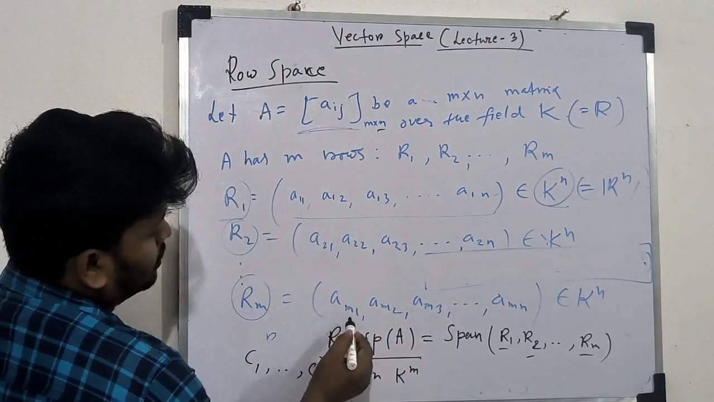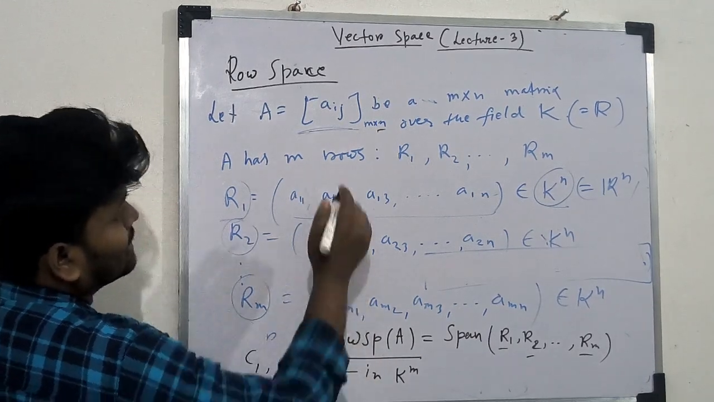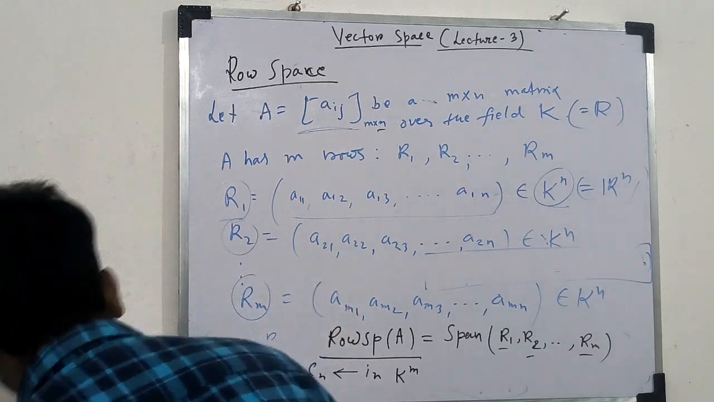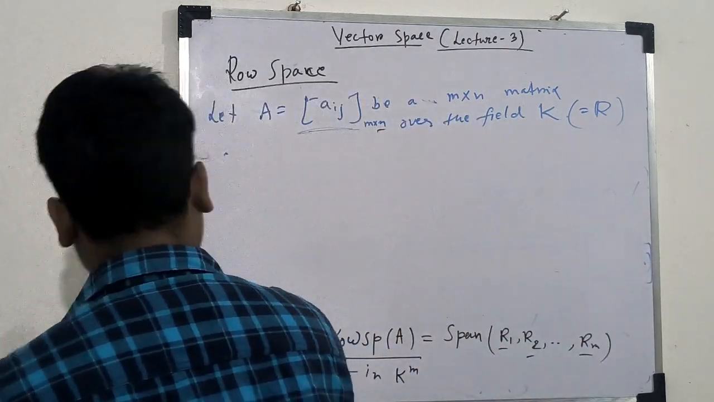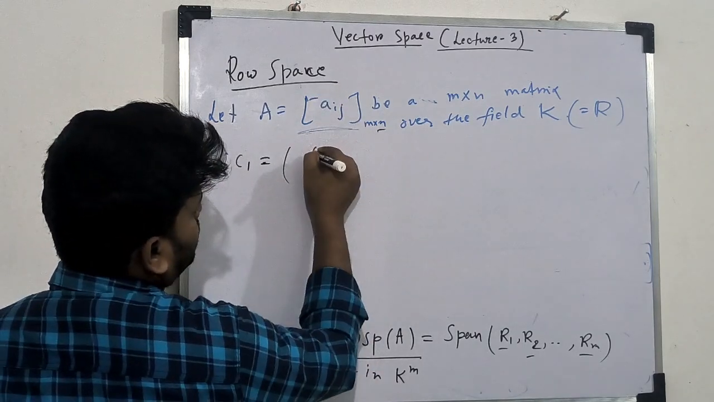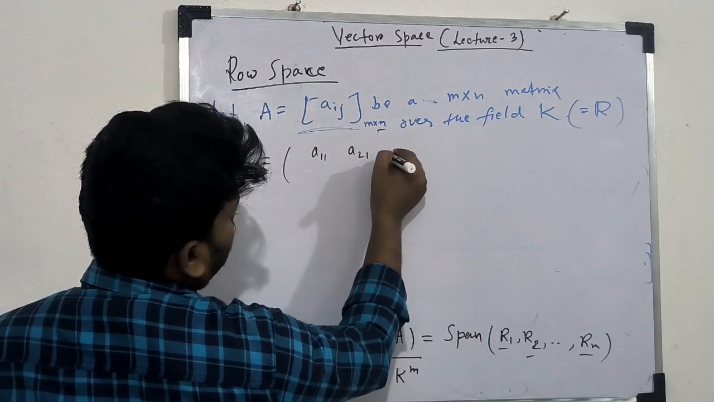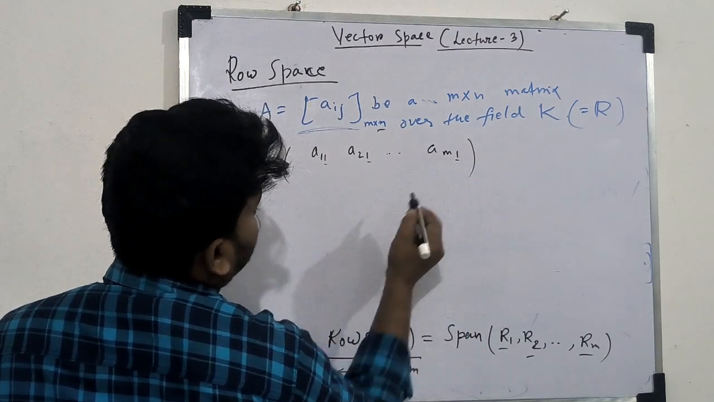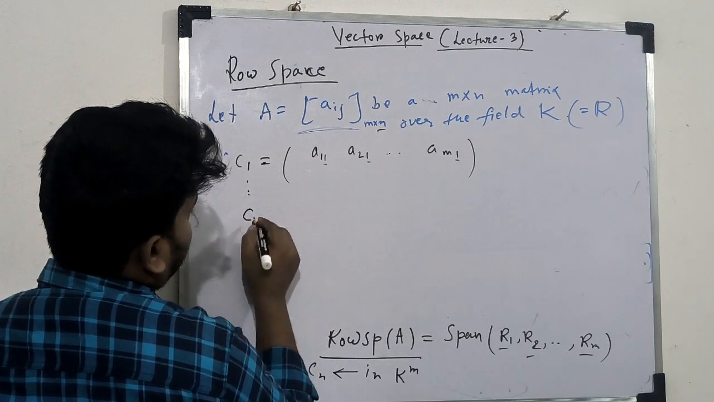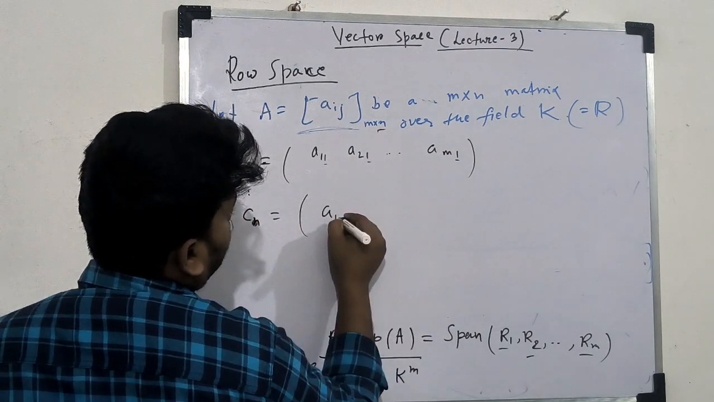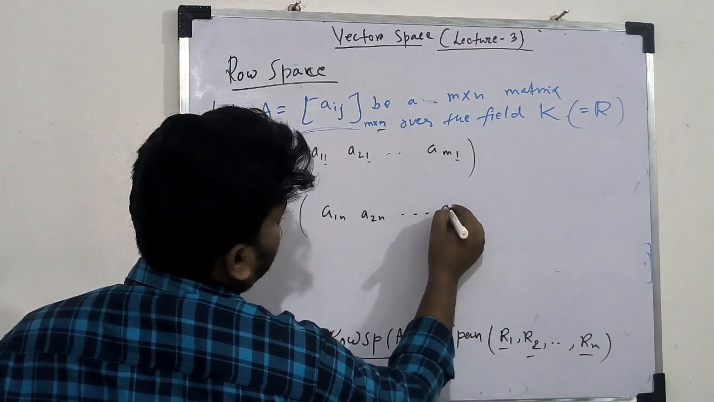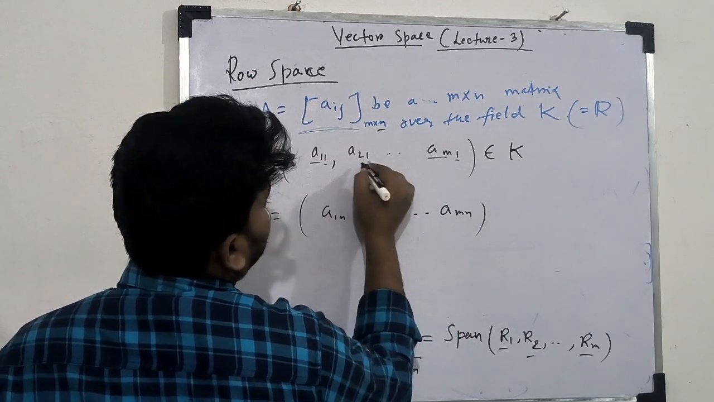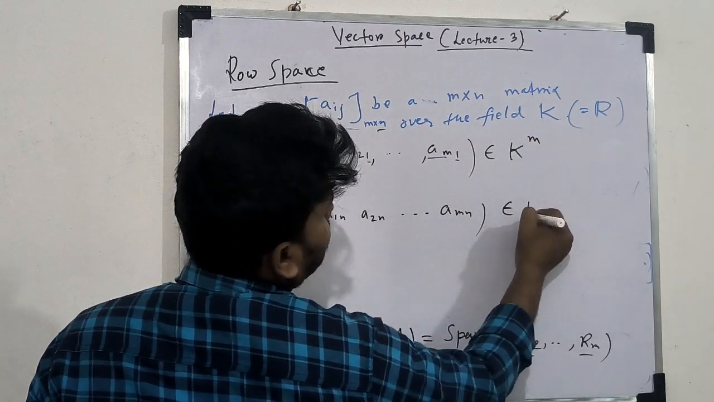As there are 1, 2, ..., m rows, each column contains m elements. So let us take C1; it will look like a column: A11, A21, ..., Am1. And similarly the nth column Cn looks like A1n, A2n, ..., Amn. Okay. So here there are m elements, so it is an m-tuple, so it will belong to Km.